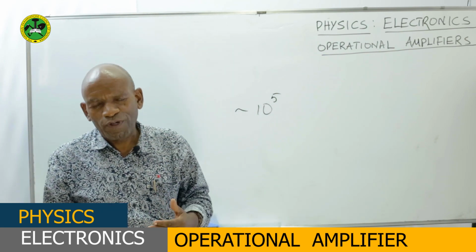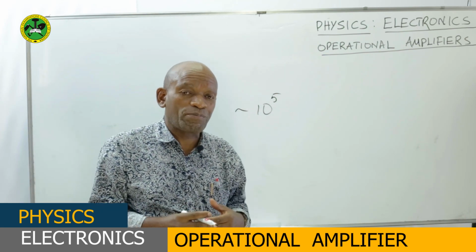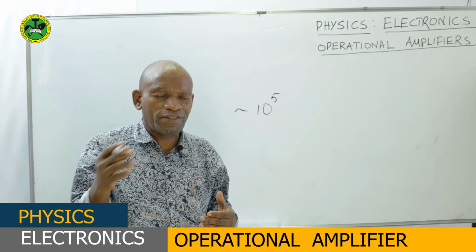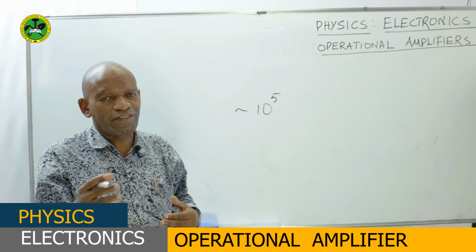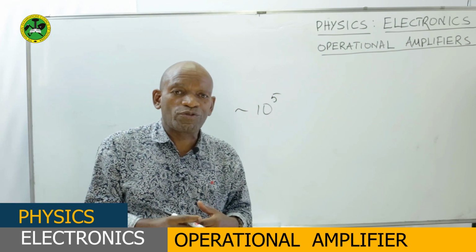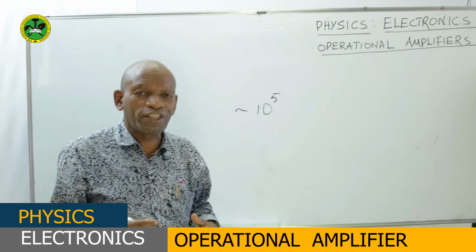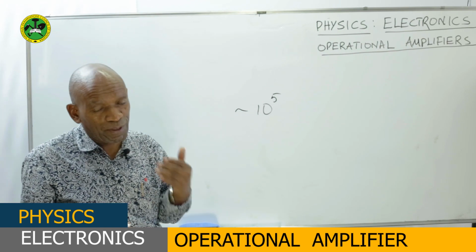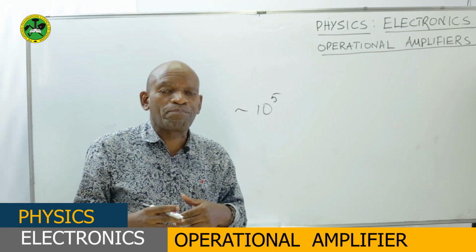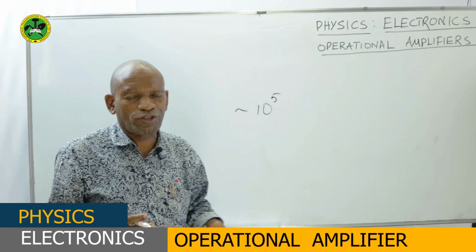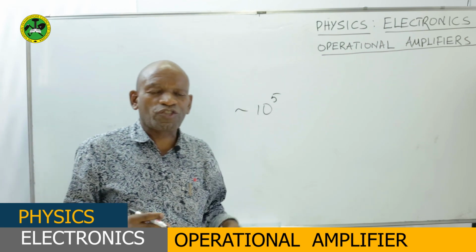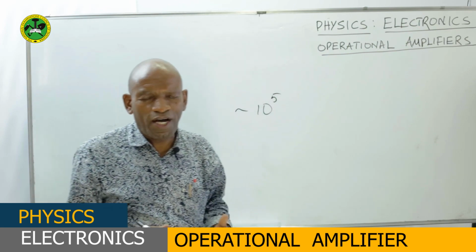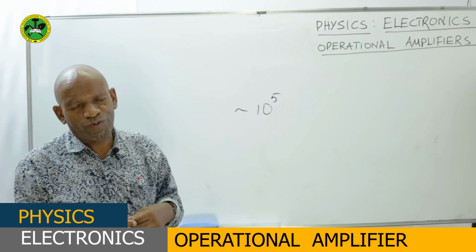But we will find that this particular operational amplifier can be used for various purposes. As I've already said, for the amplification of AC and DC signals. It can be used, let's say, for signal conditioning, and for filtering of various frequencies. An operational amplifier can also be used for mathematical operations like addition, subtraction, differentiation, and integration. That is how an operational amplifier can be used.